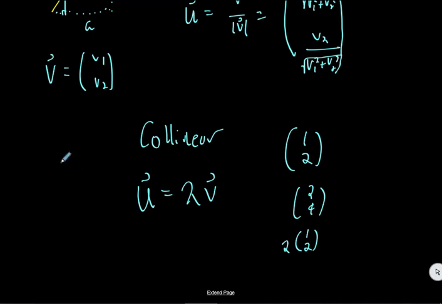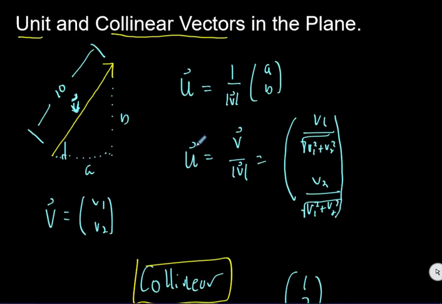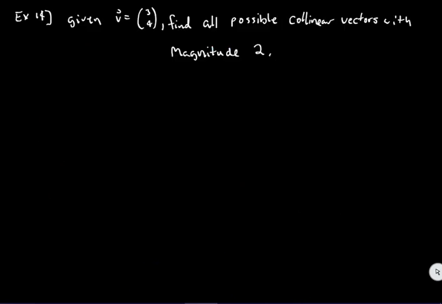So those are the two concepts that we're going to cover right now. We went over collinear vectors: any time this happens, that's a collinear vector. And the unit vector we can solve by taking the vector v and scaling it by its own magnitude to get a unit vector of length 1, and it's going to help us solve some problems. So let's look at the first one. It says, given that vector v is the vector 3, 4, find all possible collinear vectors with magnitude 2.